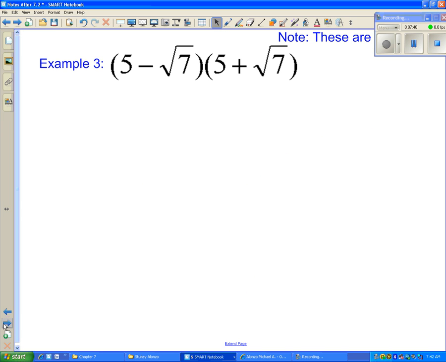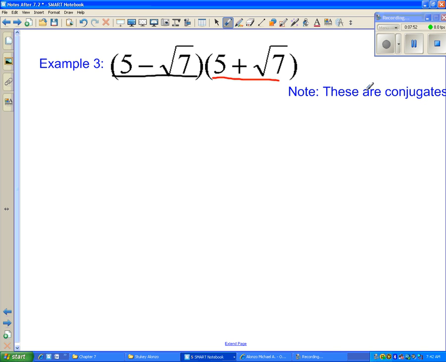As I have hidden up here, I want you to note that these are conjugates. Remember what conjugates are. My conjugates mean that my two binomials are identical. The only difference is one is minus and one is plus. So when I multiply this out, hopefully a special thing will happen.